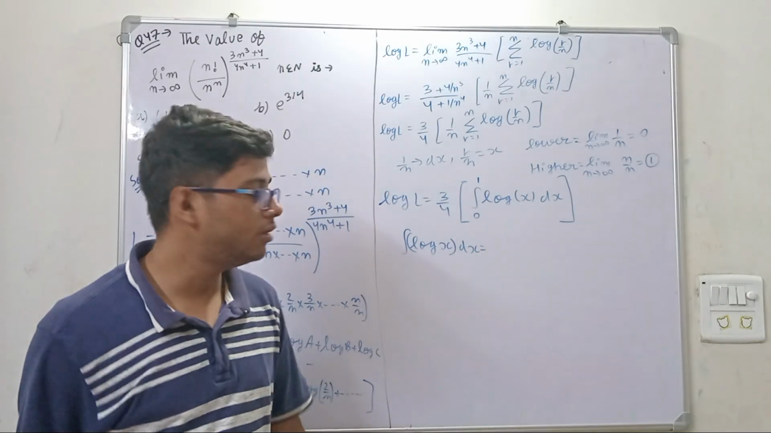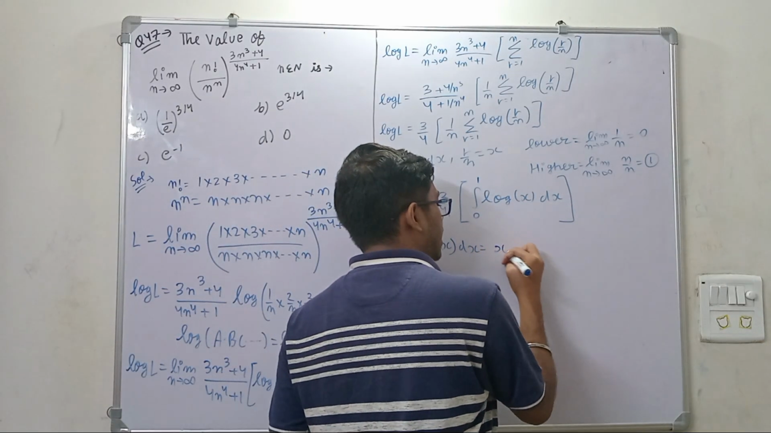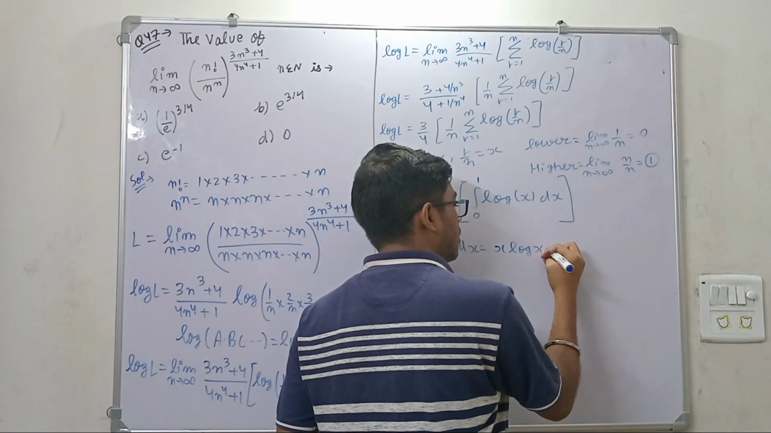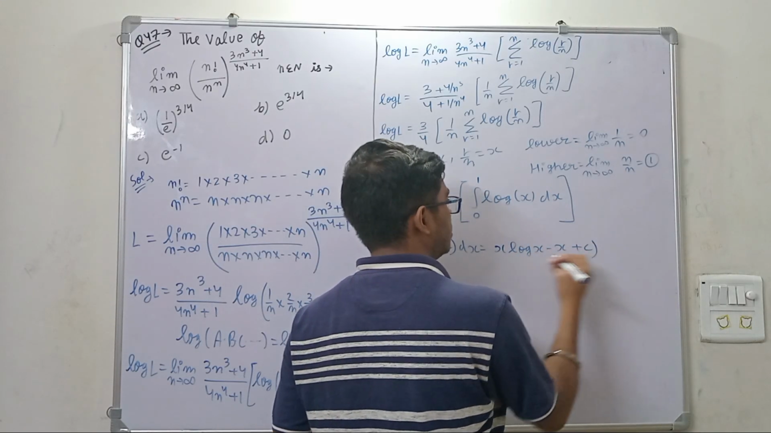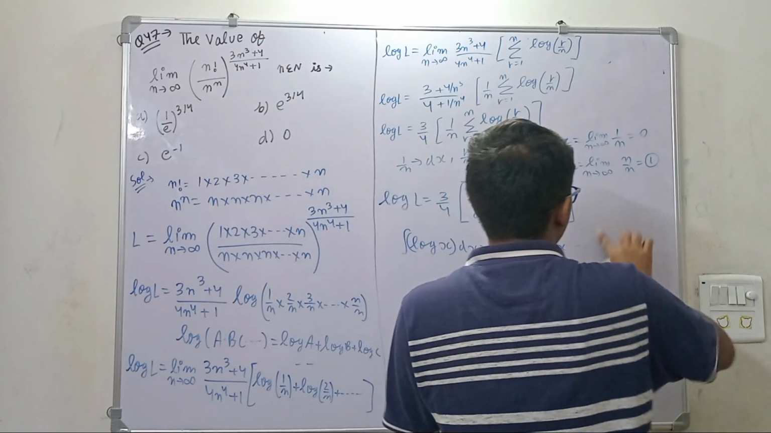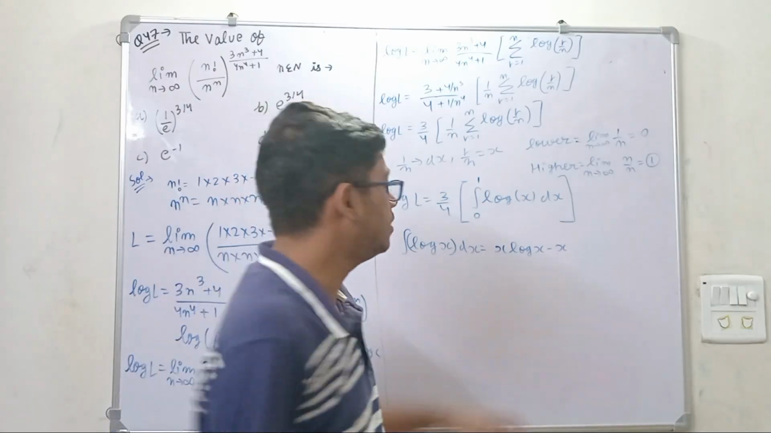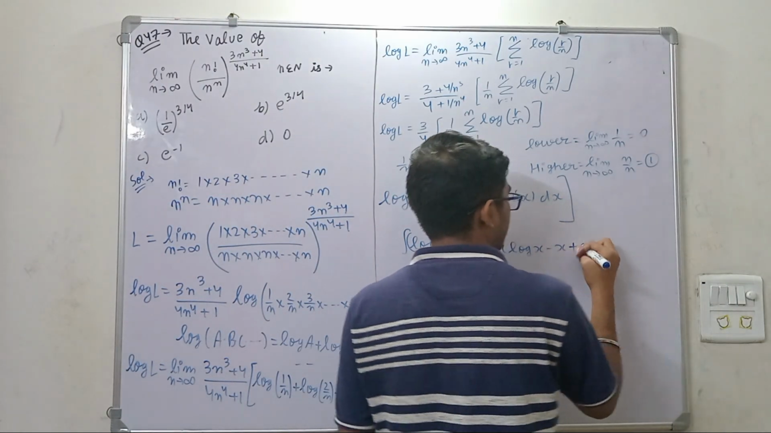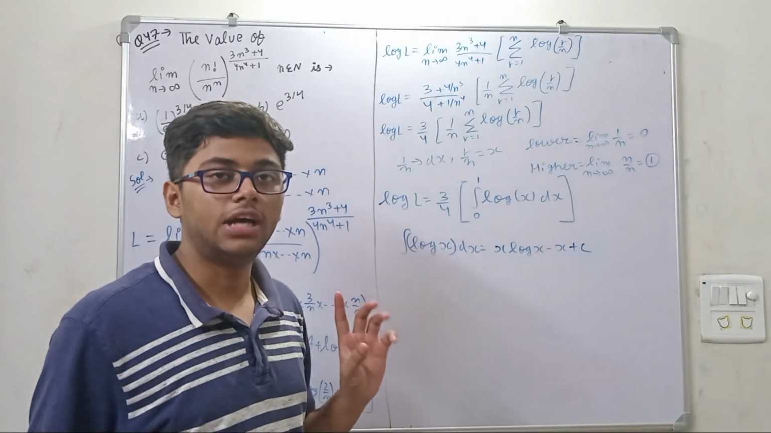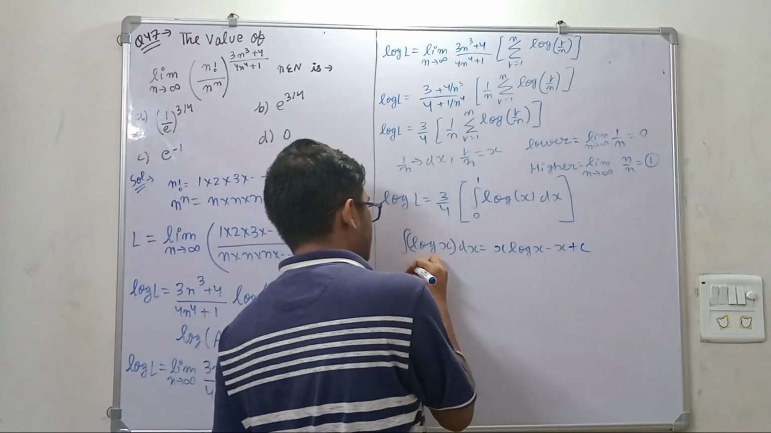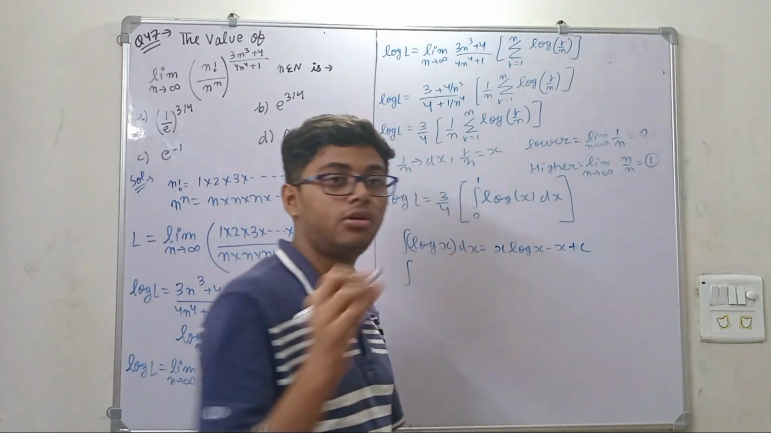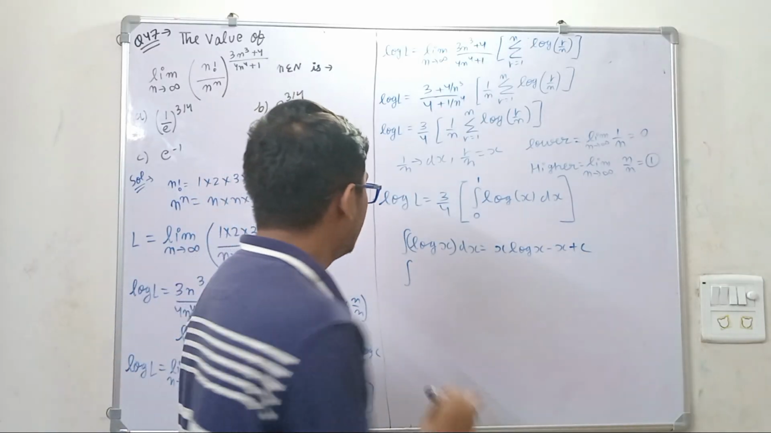Okay, I will tell you what the integration is. It is x log x minus x plus c. Because it is a definite integration, the c will cancel. Okay, this is the general integration: x log x minus x. How did it come? It came from the Euler rule, integration by parts.